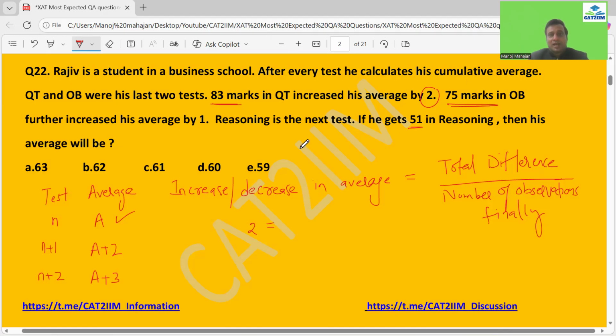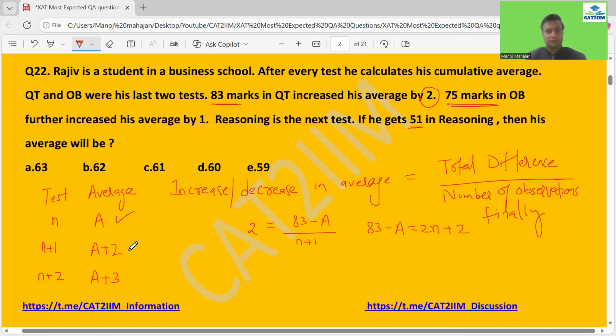So over here, the average got increased, which means 83 should have been more than the average. So I'm writing 83 minus A. That is the difference we got. And how many observations do we have over here after adding one subject, that is the test? Initially they were n, so right now it is n plus 1. So the relation we got is 83 minus A is equal to n plus 1. So with ease, we are able to figure out the relation between the average and the number of tests, right? Initially what we had.